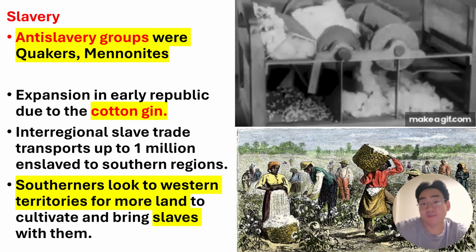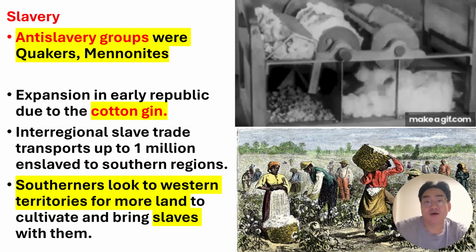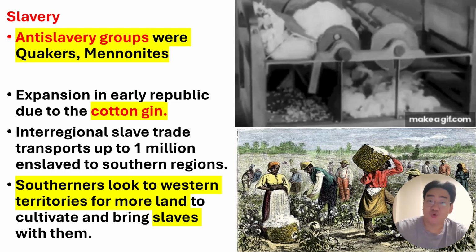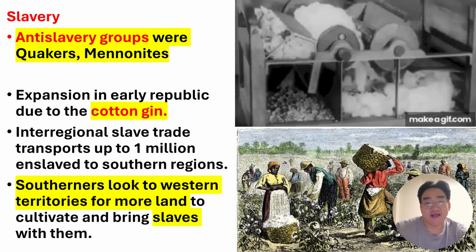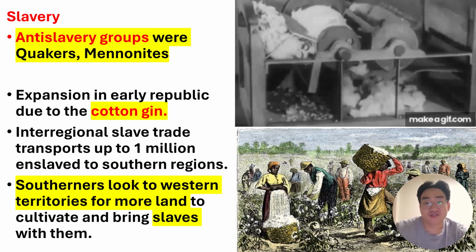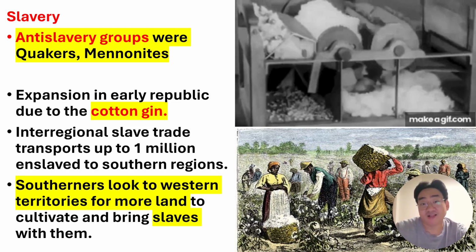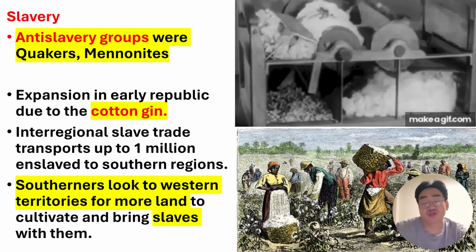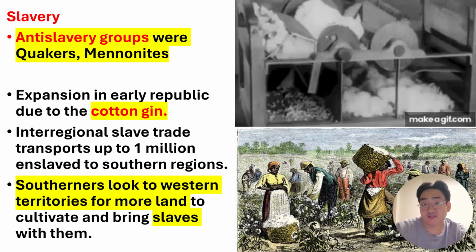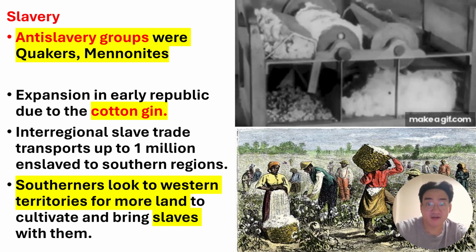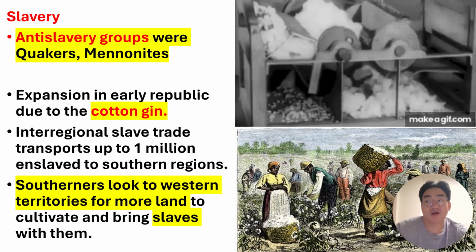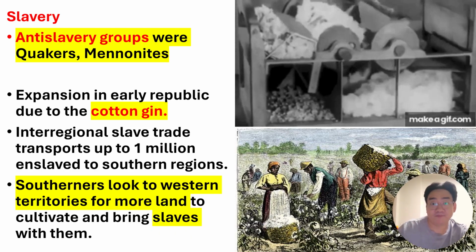So now I have an abundance of cotton. I need workers to pick that cotton. Who are the workers going to be? It's going to be slaves. And I also need more land. So the South is going to become reliant on slave labor to pick the cotton, especially in the deep South. There's money to be made. So this is going to form the Southern economy.